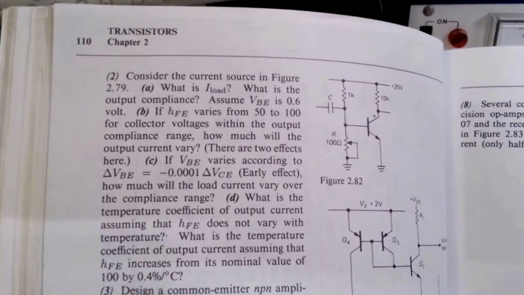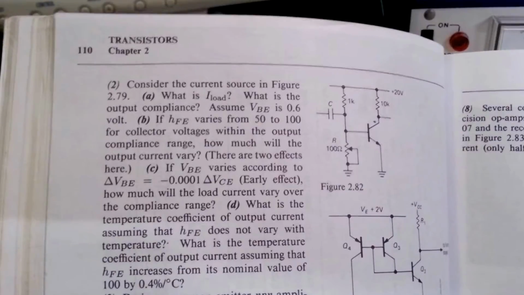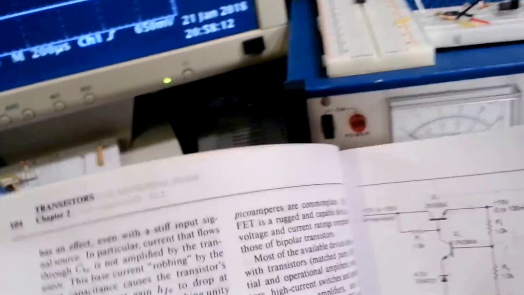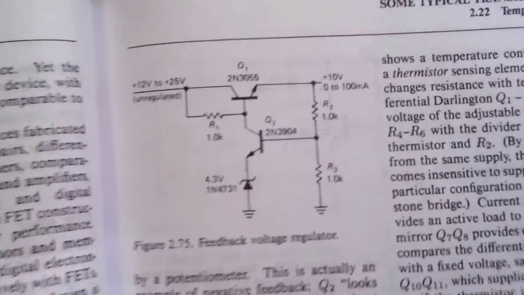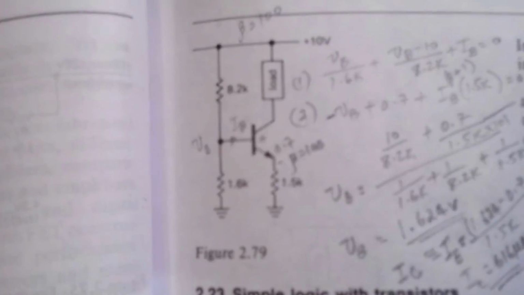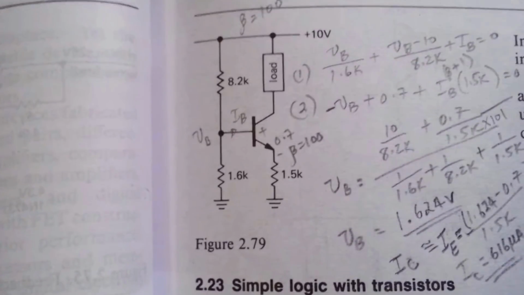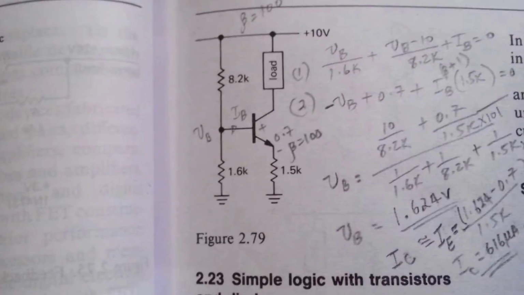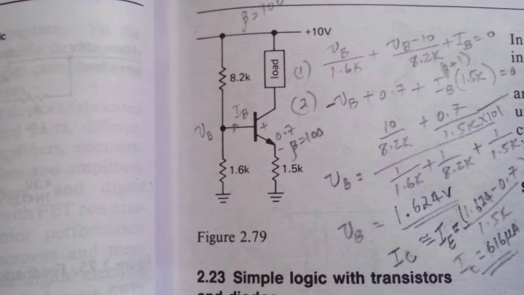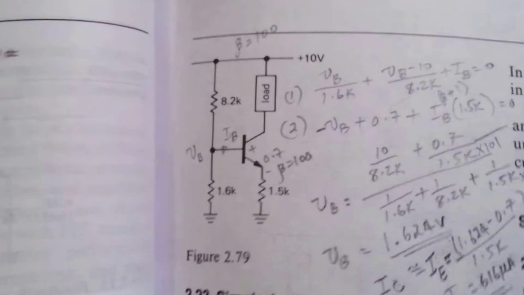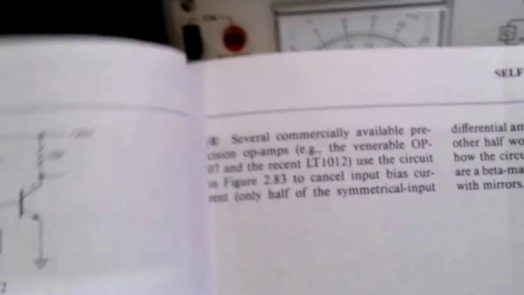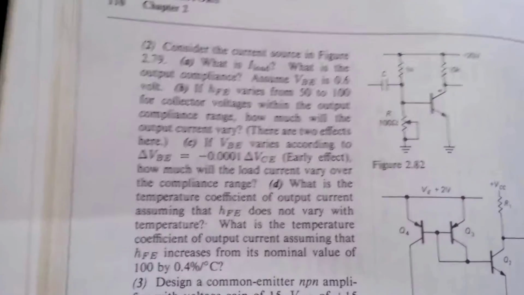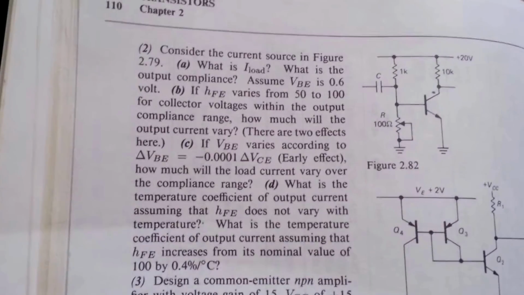Okay, so the question says, consider the current source in figure 2.79. And the current source we're talking about is here, as you can see. Let's go back one more page. So the current source we're talking about is this simple common emitter amplifier, and it's used as a current source to sink current from the load to ground. So as we have seen the circuit diagram, let's go back and reread the question. So now we know what the circuit diagram looks like.